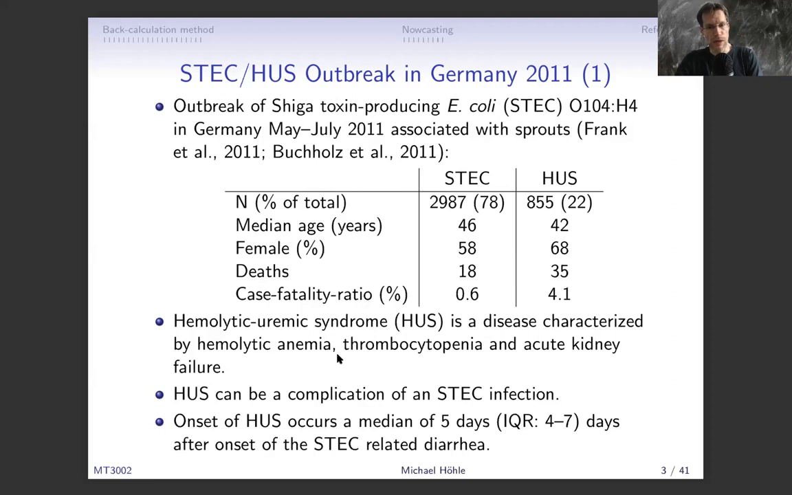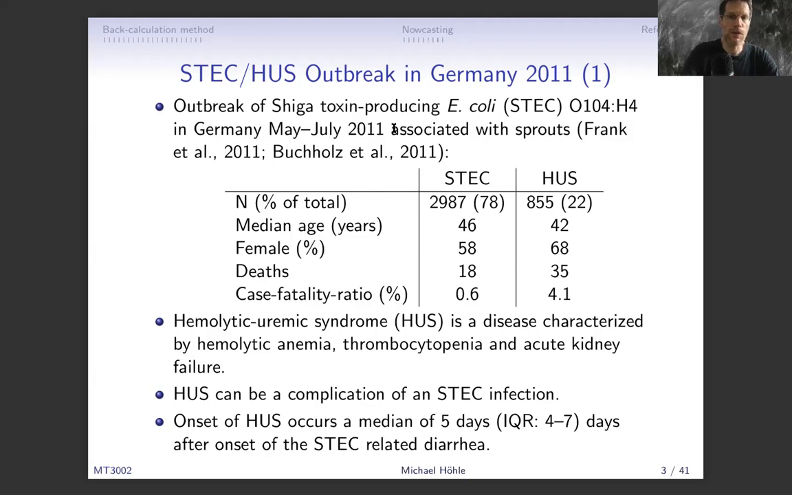And usually the HUS complication is something you rarely see in adults. This is something which you usually, if at all, observe in children, but here it was actually a huge number of adults who were infected, and in total there were about 50 deaths from the outbreak. What is astonishing is that these were rather young in age. And the proportion of females who got infected by the disease was higher than for males. And so you see case fatality ratios of 0.6 and 4.1 for HUS.